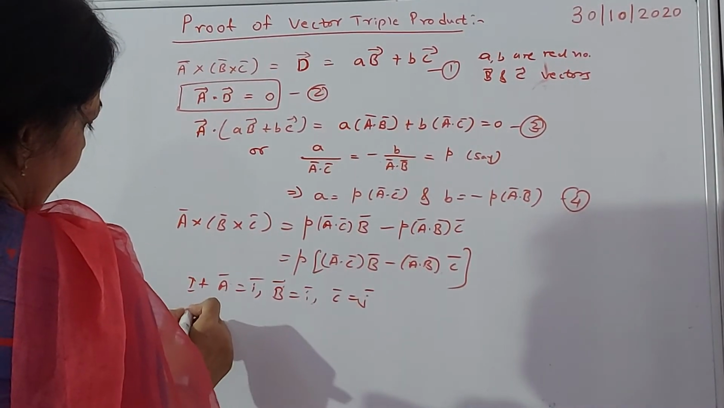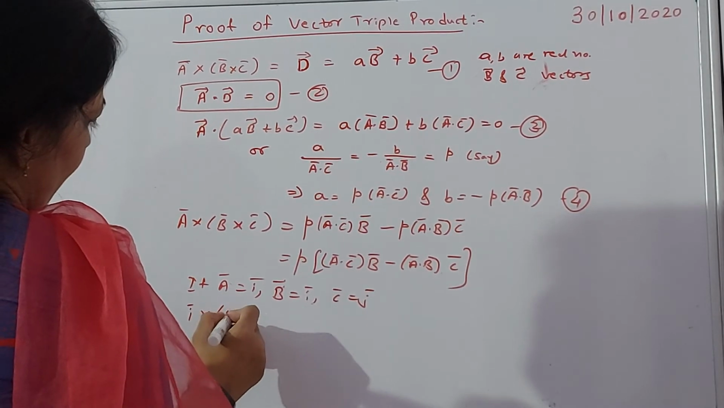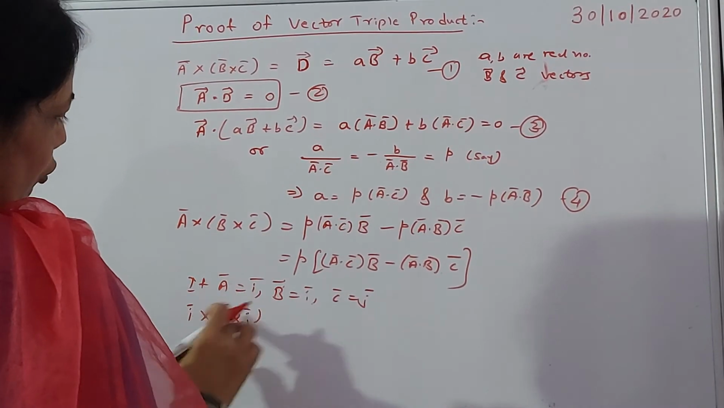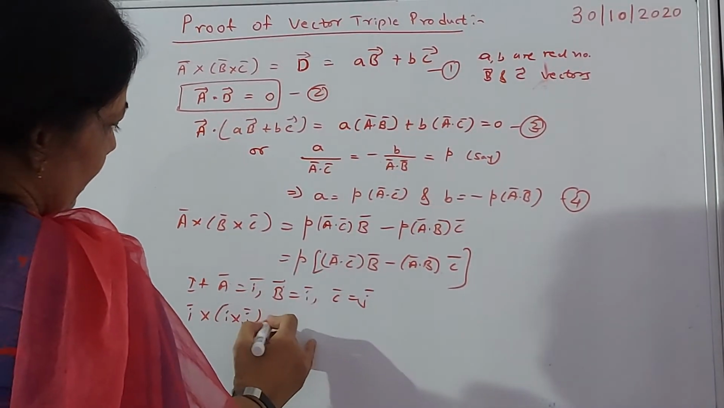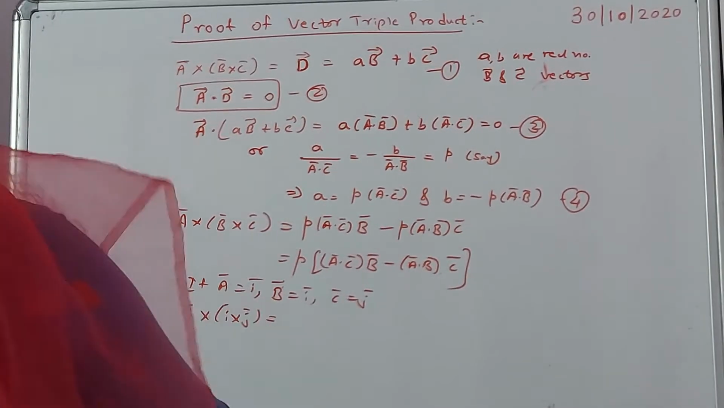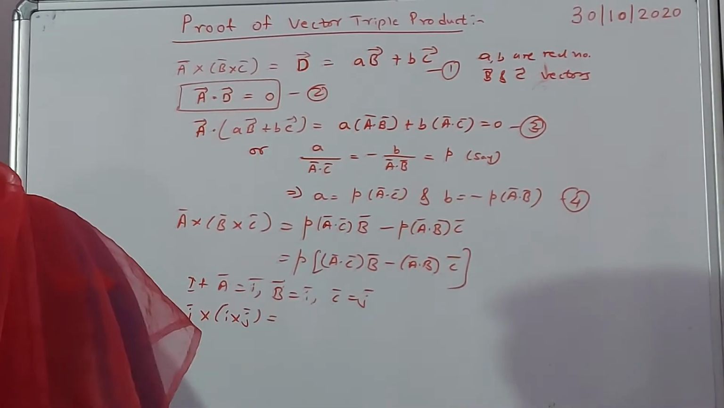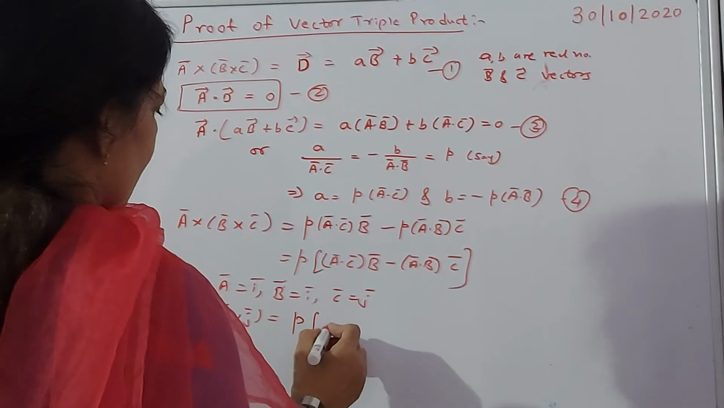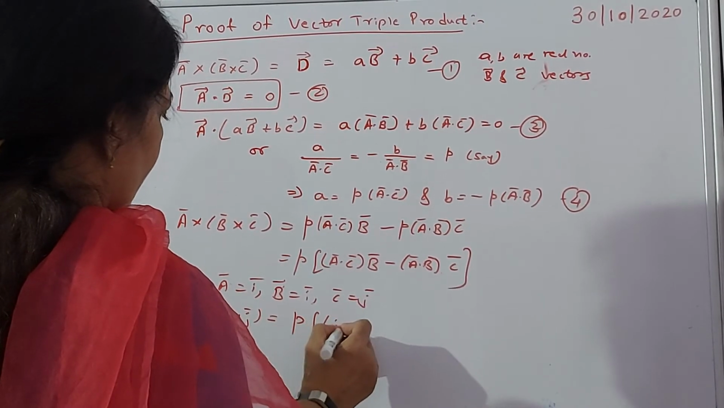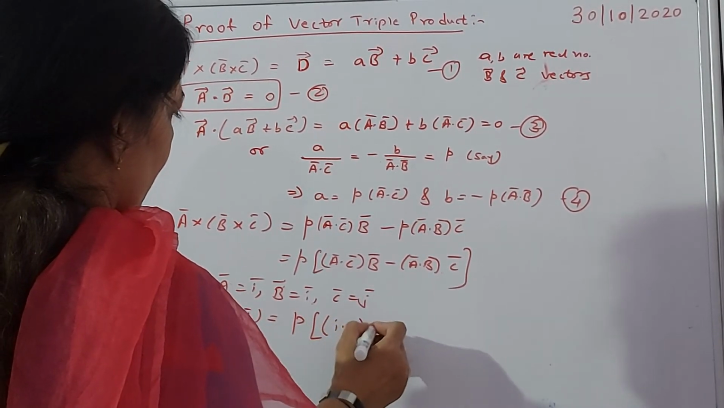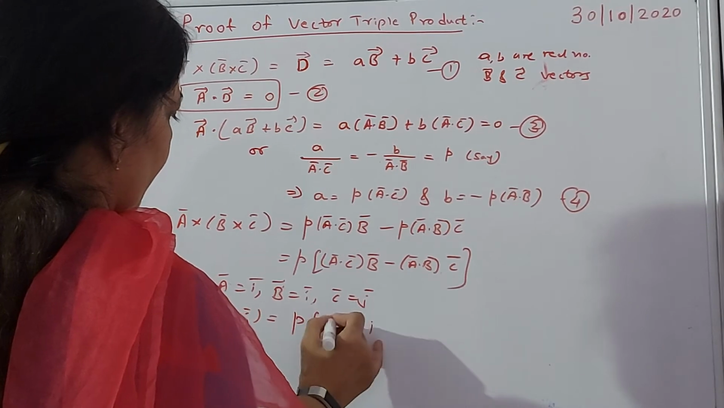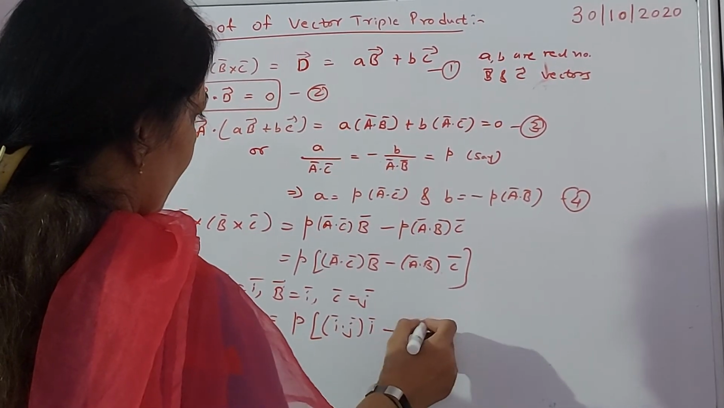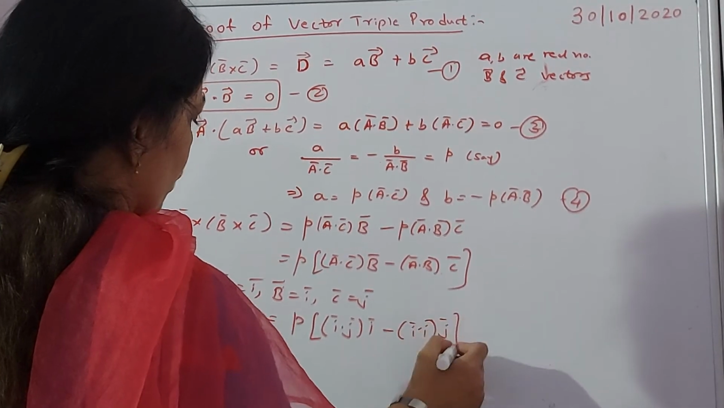A is I cross J. A cross B cross C. So I cross J is equal to, correct? We have the term as it is. So we can write P inside the bracket. A is what? I dot J outside the bracket I minus I dot I outside the bracket J.